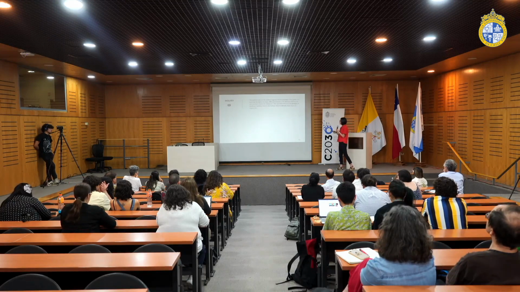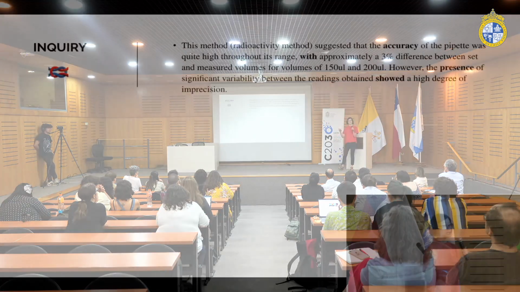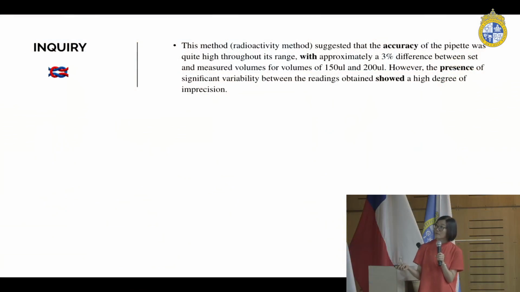So here we have an example of inquiry. Usually it's a longer passage of text because inquiry necessarily involves bringing different realms of meaning together. The method in this particular case, radioactivity method, suggests that the accuracy of the pipette was quite high throughout its range, with approximately 3% difference between set and measured volume for volumes of 150 microliters and 200 microliters. However, the presence of significant variability between the readings obtained showed a high degree of imprecision.